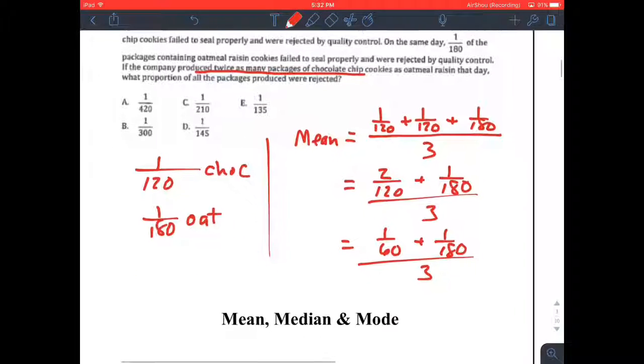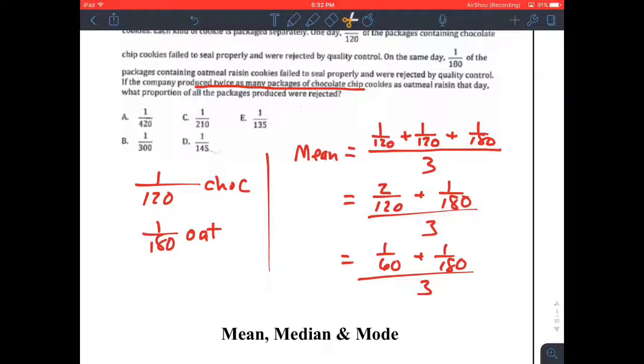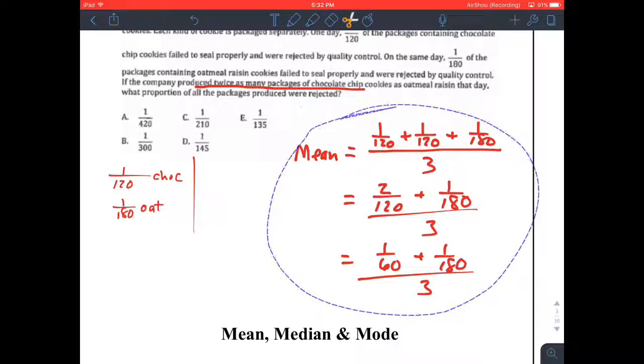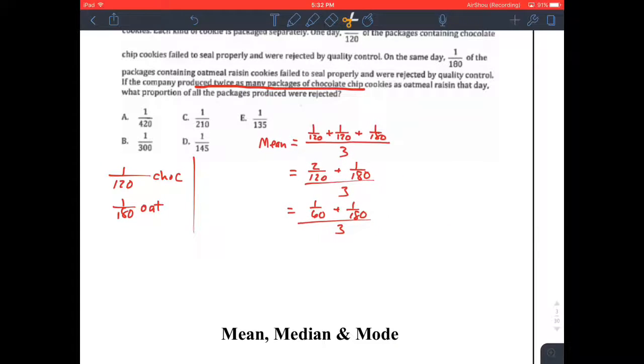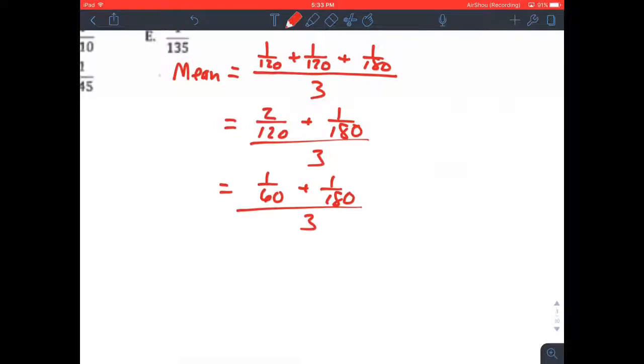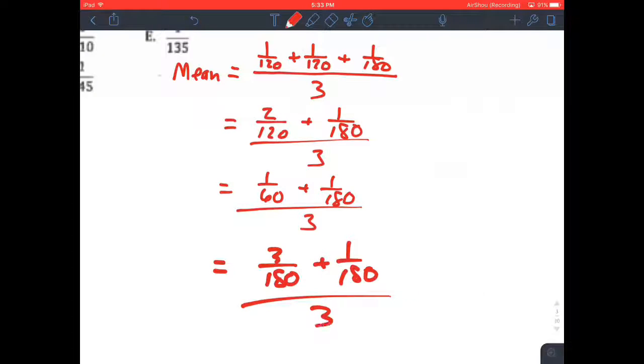And if I want to get common denominators, once again, I'm running out of space. I'm going to steal some. To add these together, I need common denominators. So I'm going to multiply the 1 over 60, the top and bottom, by 3. Once you have common denominators, you add the tops, bottom stays the same.